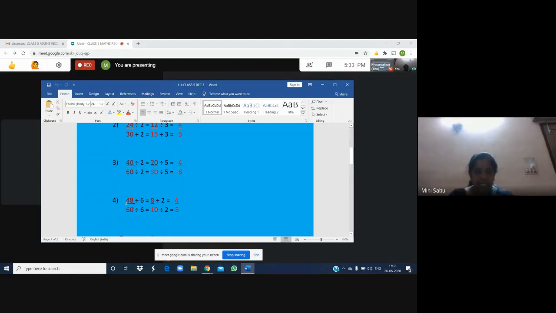Then next example, 48 by 60. Here you see 48 and 60 are both even numbers. Still, for a change, I took 6. You know, in the 6 table, 48 is coming. In the 6 table, 60 is coming. Is it not? Okay, 6 8s are 48, so I wrote 8 here. 6 10s are 60, so I wrote 10 here.